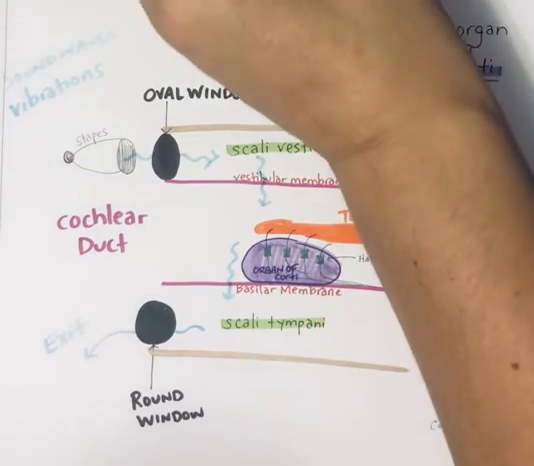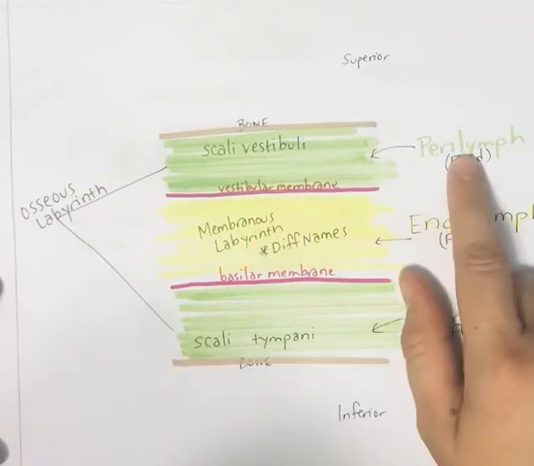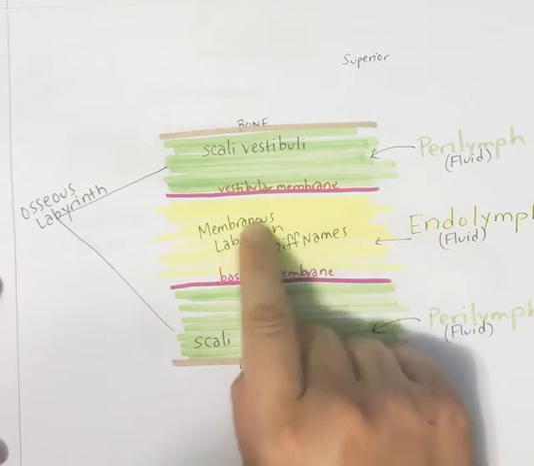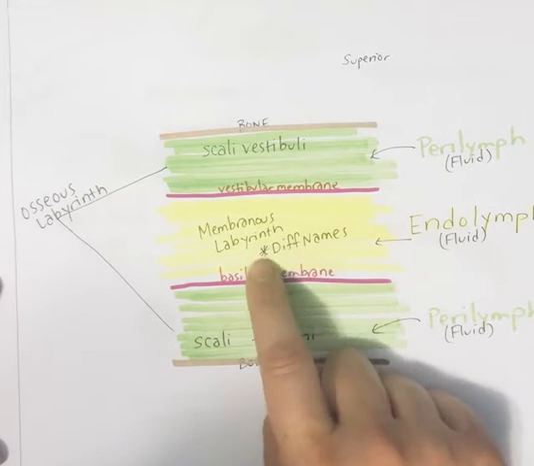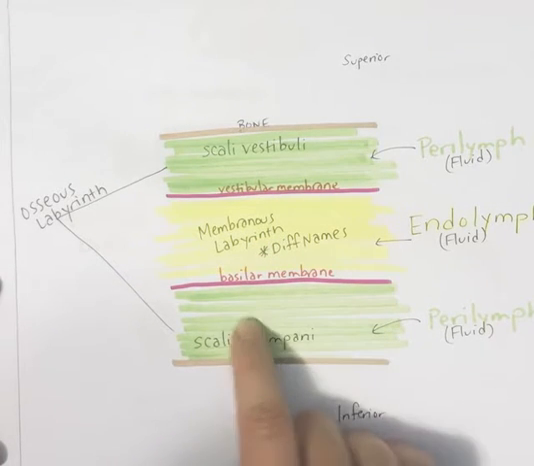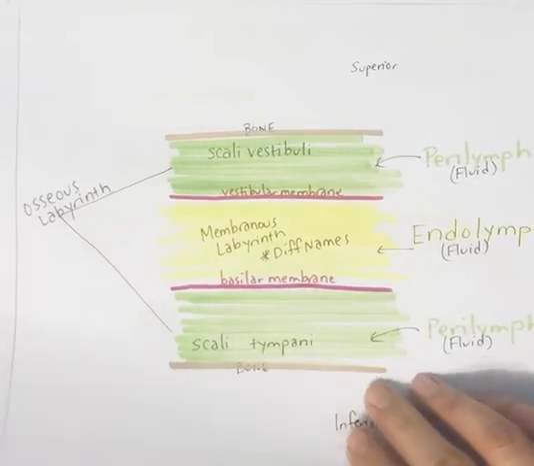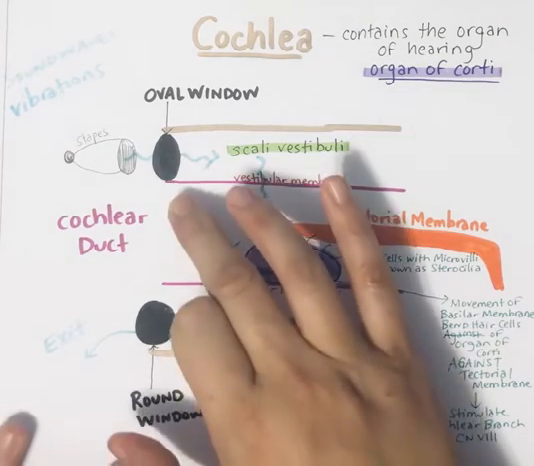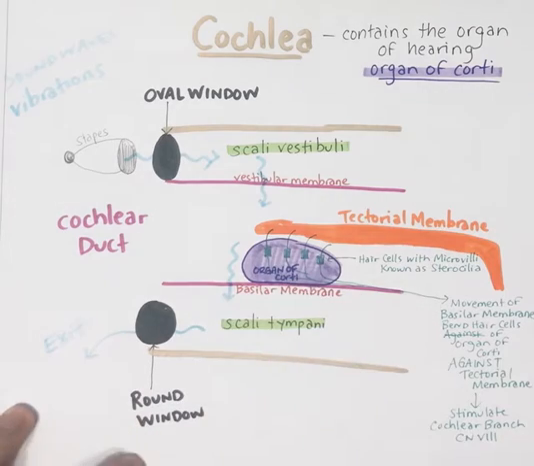Now, the next thing that I talked about as far as vibrations go, the scala vestibuli has perilymph, which is going to vibrate. Then it goes through the vestibular membrane, then it vibrates the endolymph of the membranous labyrinth, with different names, to the scala tympani and then out. So this is a good way to remember the direction. The cochlea is for hearing. The name of the membranous labyrinth is Cochlear Duct. This is called the organ of Corti.